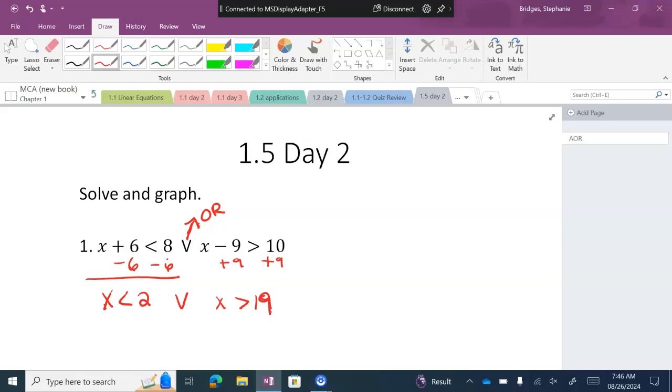Okay, so the first thing we want to do is set up our number line. Your smaller number always goes on the left. The only two numbers we have to put on this number line are 2 and 19. Which one's smaller? 2. So 2 goes on the left, 19 goes on the right. What "or" means is I only have to satisfy one of them. I can either be less than 2 or I could be greater than 19, but I don't have to be both. I can be both, but I don't have to be both.